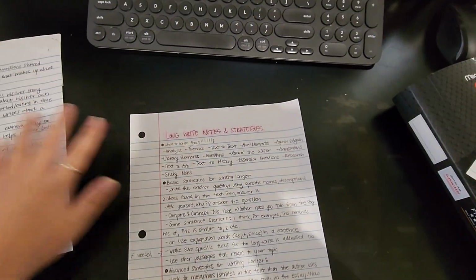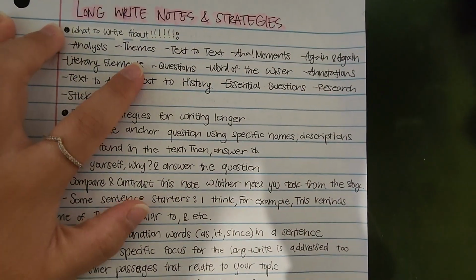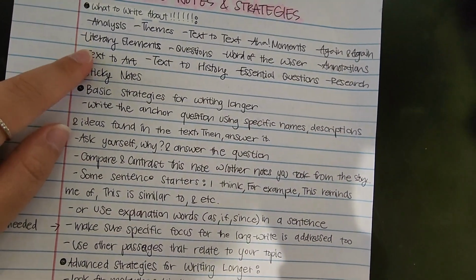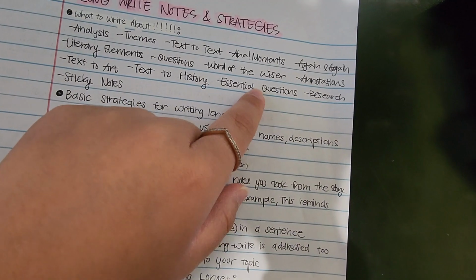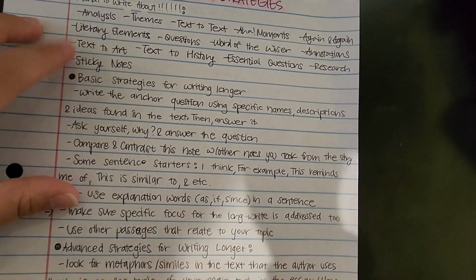Long notes and strategies. So basically, when you write long notes, here are some strategies. What to write about: analysis, themes, text-to-text, aha moment, again and again, literary elements, questions, words of the wiser, annotation, research, essential questions, text-to-history, text-to-art, and sticky notes.